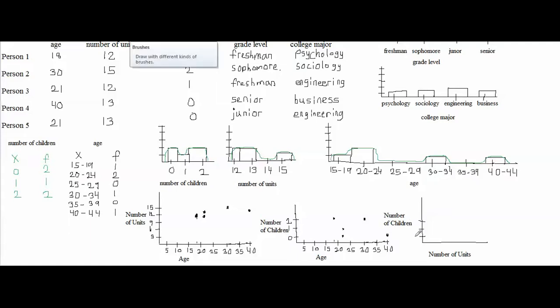So number of children, 0, 1, and 2, because those are the only 3 numbers that appear in the column of data. Number of units. For number of units, we were going up by 3s over here, so let's do the same thing right here. 3, 6, 9, 12, 15.